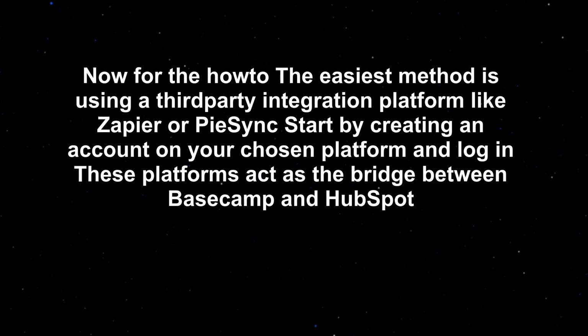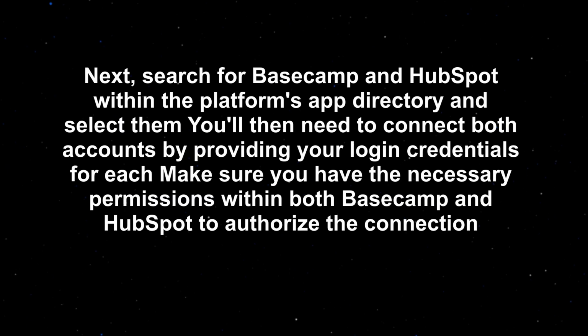The easiest method is using a third-party integration platform like Zapier or PieSync. Start by creating an account on your chosen platform and log in. These platforms act as the bridge between Basecamp and HubSpot. Next, search for Basecamp and HubSpot within the platform's app directory and select them.